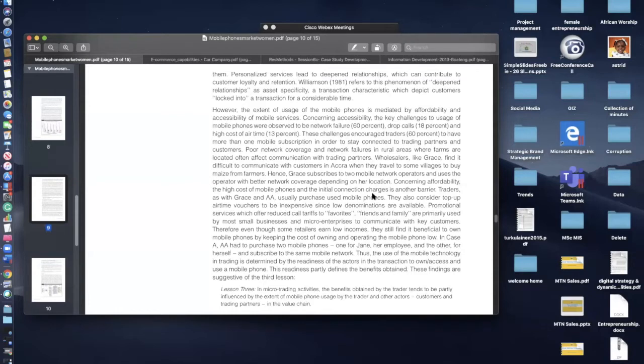No, you said in micro trading activity, that is the concept you're studying. So note what you are studying and know how to put in your comments based on what you are studying, not what you are not studying. Okay.